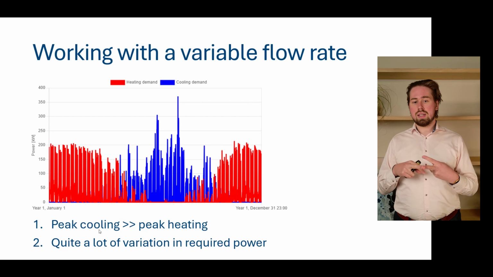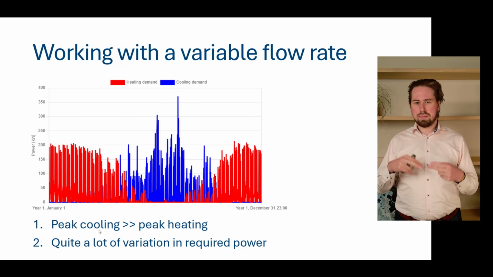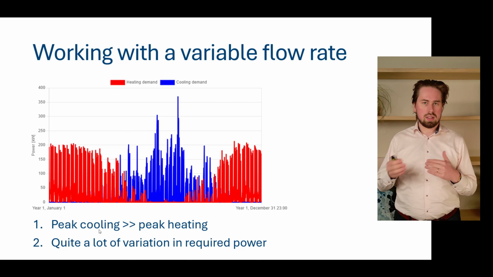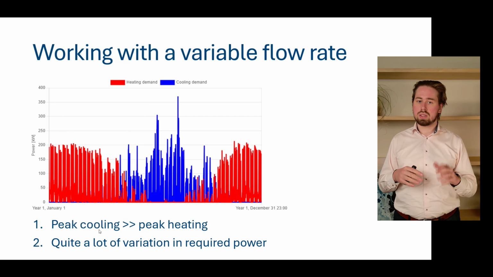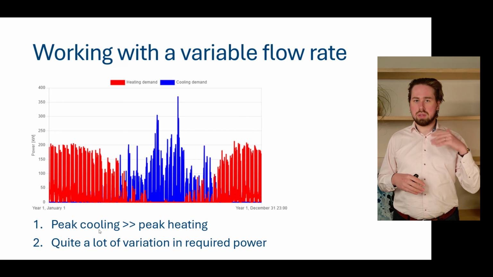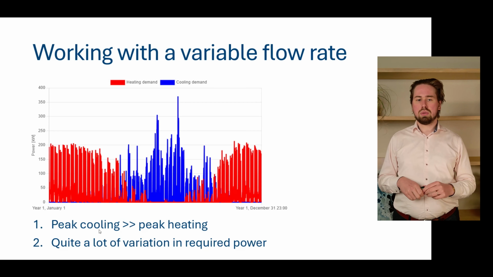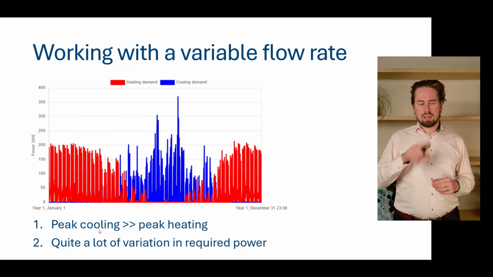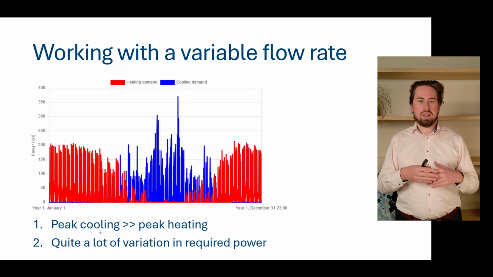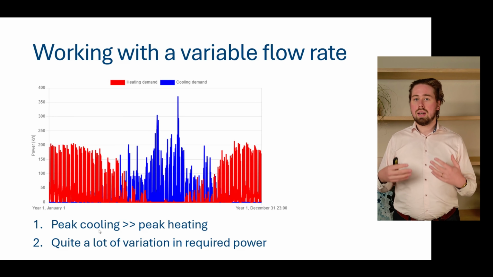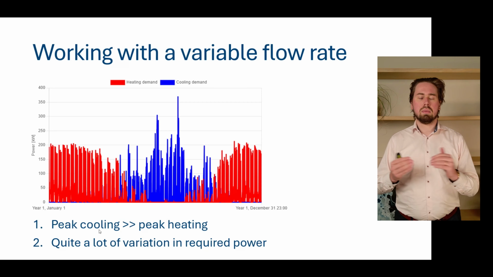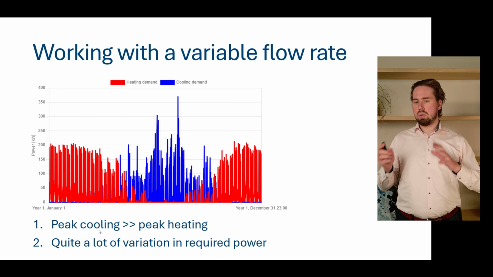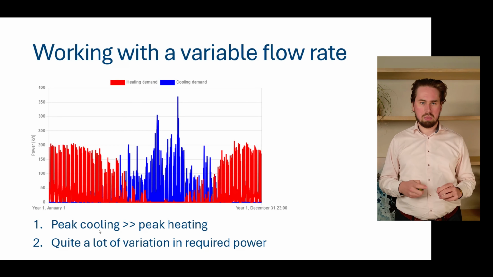And the second one is, you can see that there is quite a lot of variation. And in cooling, you can see that very clearly, that there are periods of low cooling with 100 kilowatts and periods of 200 and 300 and more kilowatts of cooling. But also you see these white lines, which are basically the weekends. In the weekends, an office building is not used, and there is no heating and cooling demand. It's just a very small demand to keep the building basically at the minimum threshold. So there's also quite a lot of variation in required power.